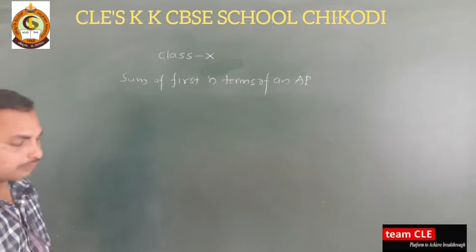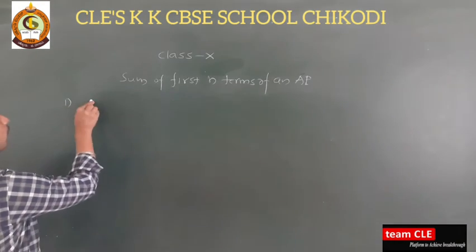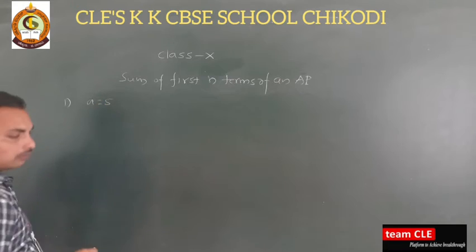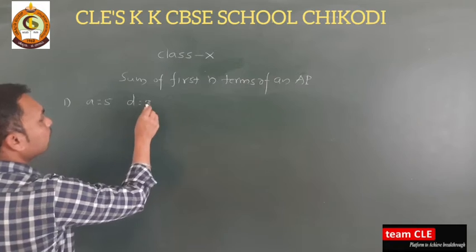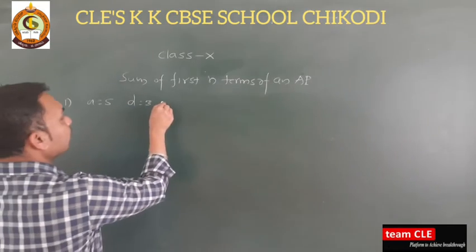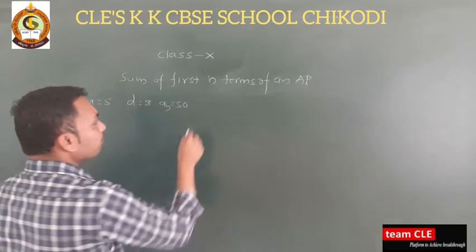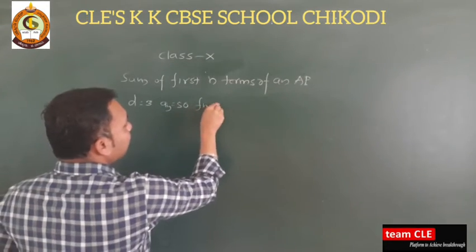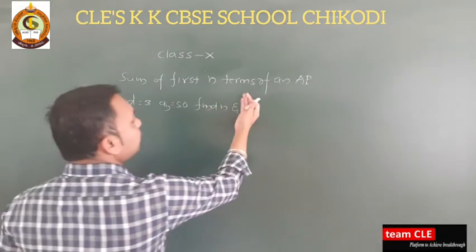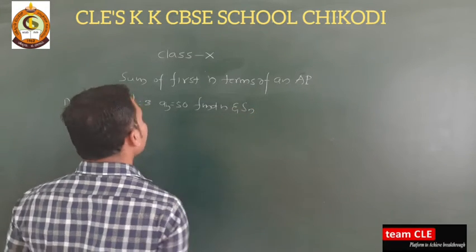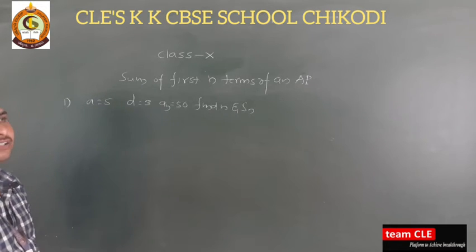In the first question, they are given a is equal to 5, d is equal to 3, and an is equal to 50. Find n and Sn. These two things we need to find. A is given, d is given, an is given. So find n and Sn.